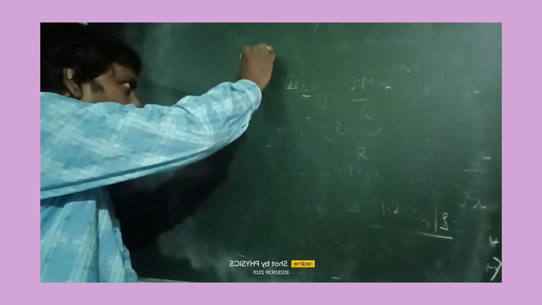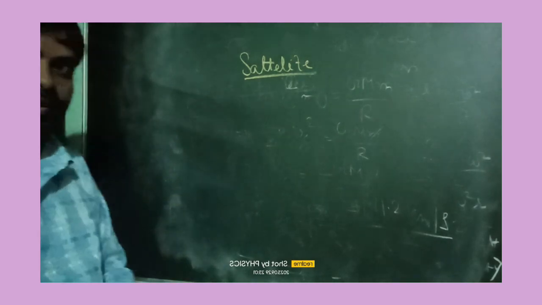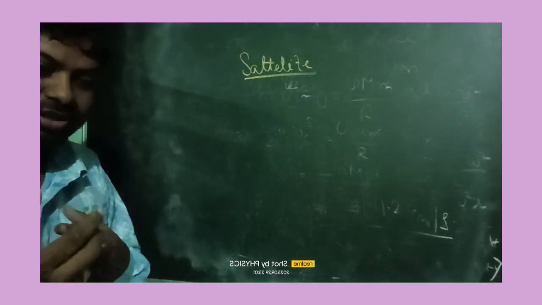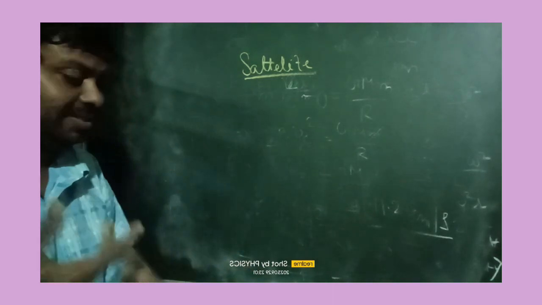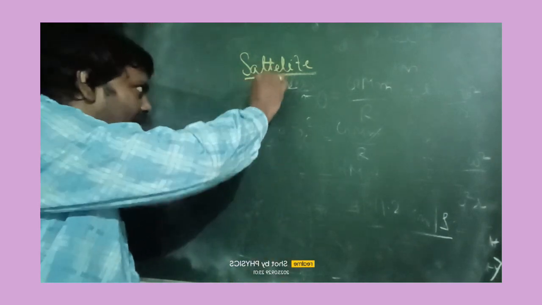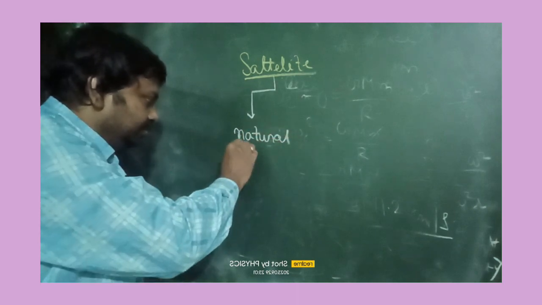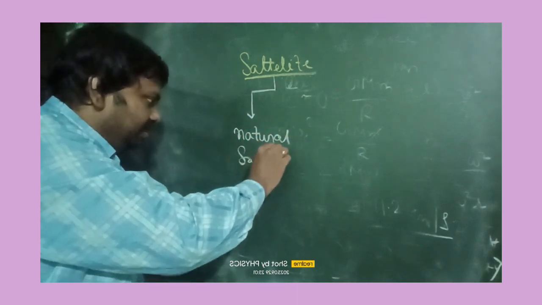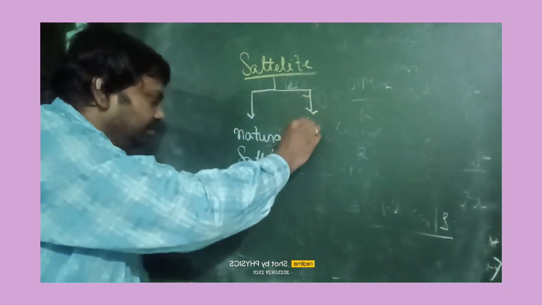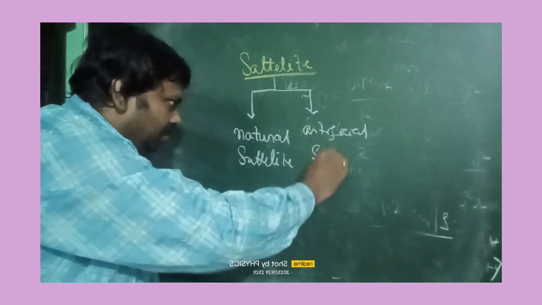Today we are going to learn about the satellite. Now, what is a satellite? An object revolving around a greater mass is a satellite. And the classification of the satellite are natural satellite and artificial satellite.